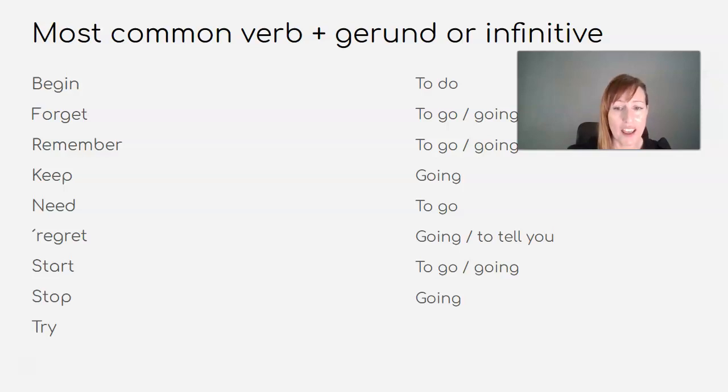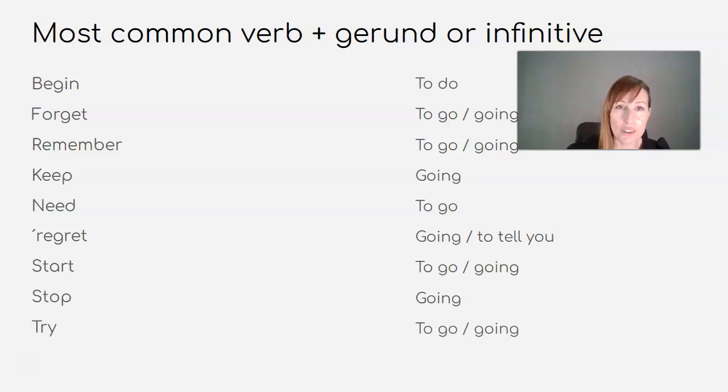Let me explain. Stop going to the cinema because you're spending all my money, for example. Or stop smoking. Okay? So stop smoking is do not smoke in the future. Do not smoke anymore. If you say stop to smoke, it means you're going to stop what you're doing in this moment to have a cigarette. Okay, so stop smoking.